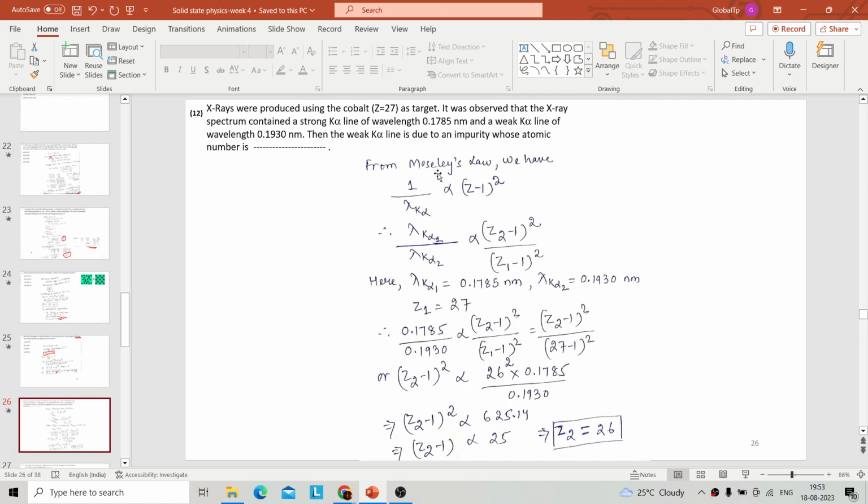And another relation we have gone through today is Moseley's law, where 1 over lambda is proportional to (Z minus 1) whole square, which is also related to the X-ray wavelength.